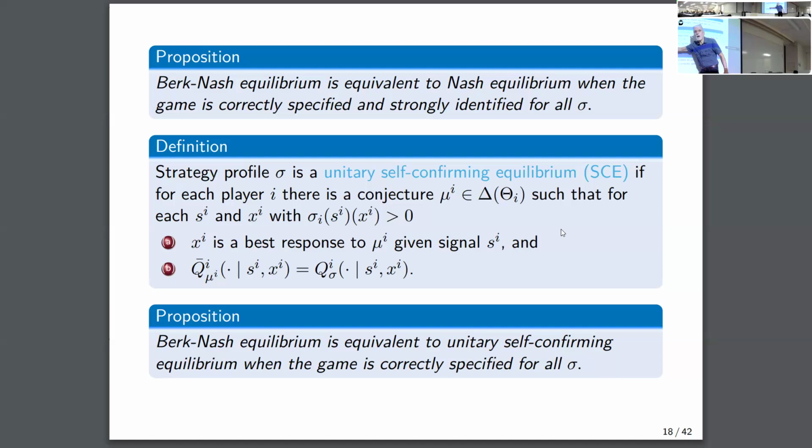So this is weaker than strong identification, because here we're just saying we have the same distribution on consequences with beliefs and sigma. We're not saying that if you played something different, you couldn't tell them apart. But again, in the bandit problem, if I go out, I have all kinds of beliefs about in, and self-confirming equilibrium allows that. And Berk-Nash equilibrium is equivalent to unitary self-confirming equilibrium if the game is correctly specified for all sigma.